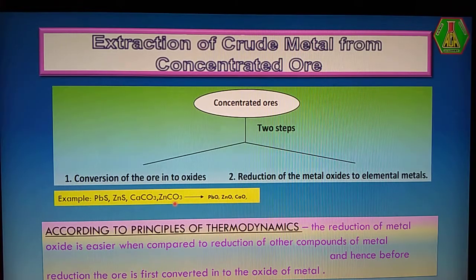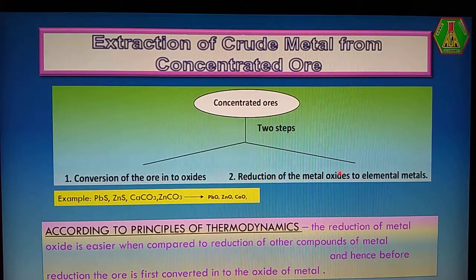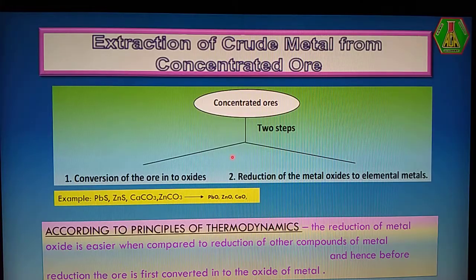Okay, just see. After the conversion to metal oxide, the next step involves reduction of the metal oxide to elemental metal. The second step is reduction of the metal oxide to get an elemental metal. Both steps are very important. We are not able to skip any one of the steps from the extraction process. So here we will discuss them one by one.